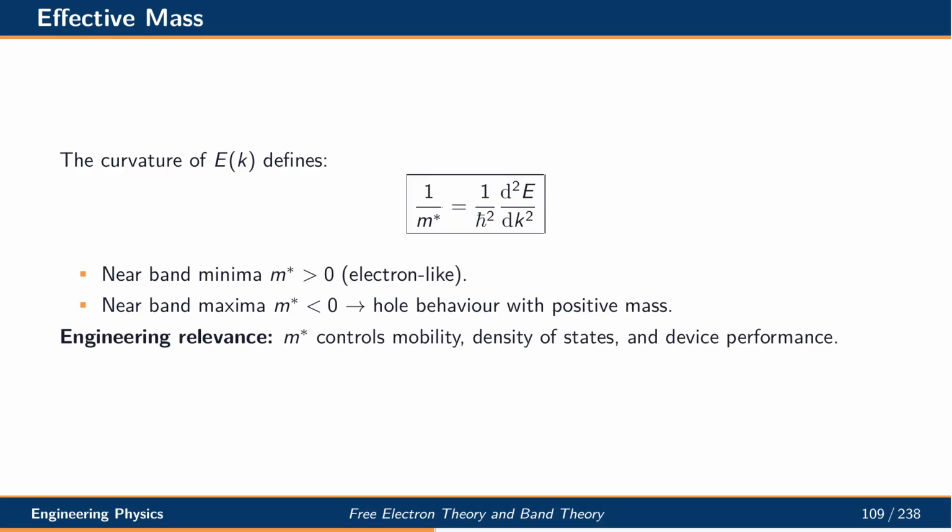Inside a band, electrons respond to forces as if they had a modified mass called the effective mass. It is defined by the curvature of the energy versus wave vector curve. Near a band minimum, the effective mass is positive and the carriers behave like ordinary electrons. Near a band maximum, the effective mass becomes negative, and we describe these carriers as holes with positive mass. The effective mass controls mobility, density of states, and more.